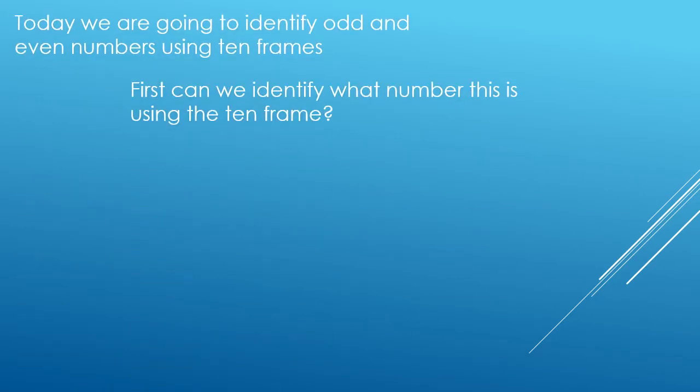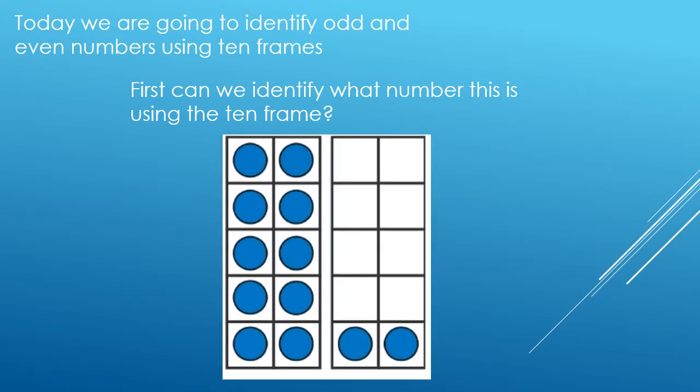First of all, can we identify what number this is using the 10 frame? We're going to be looking at 2-digit numbers. If we look at the first tens frame on the left, we can see that we have a full tens frame, which we know means 10. And then in the second tens frame, we have 2 circles. Therefore, we have 10 and 2, which we know makes 12. 10 and 2 makes 12.